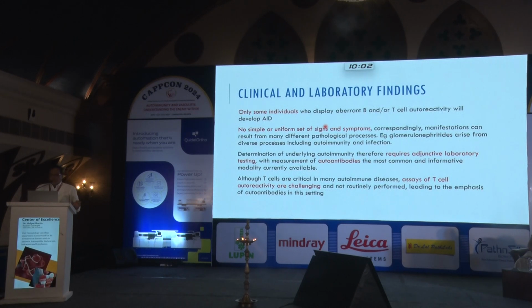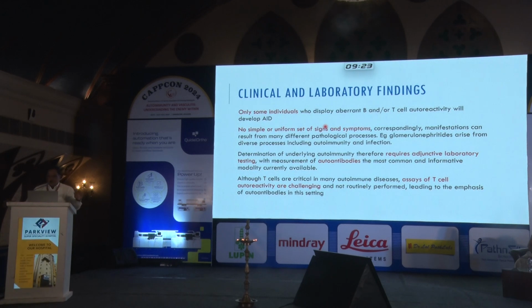Now, when it comes to the clinical and laboratory findings, we know that only some of the individuals who have these autoreactive T or B cells will have the disease. And autoimmune disease has no simple or uniform set of signs and symptoms. As I said, they can have a myriad of symptoms, and the symptoms are basically because of inflammation. That inflammation is similar whether it is caused by autoimmunity or by an infection, because the manifestation is the end result of either infection or autoimmunity.